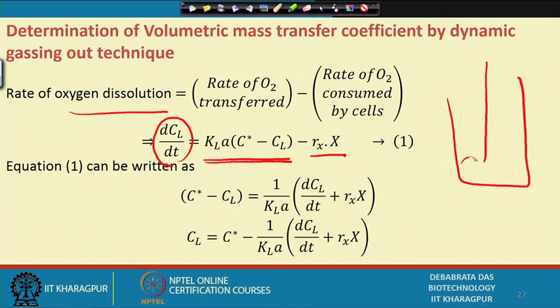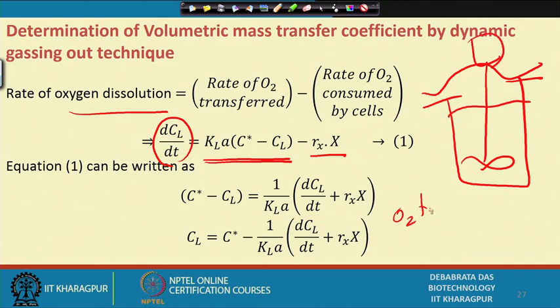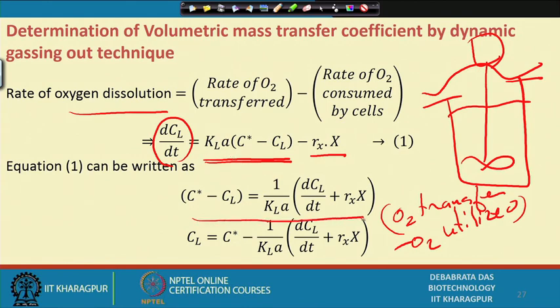So, in a fermenter, two things simultaneously take place: one is O2 transferred, and another is O2 utilized by the cell. The difference will give you how much the dissolved oxygen concentration increases in the system. So, under steady state conditions, this should be equal to 0, because the rate of oxygen transferred should be equal to the rate of oxygen used by the cells. Now, this equation we rewrite in this form very easily.